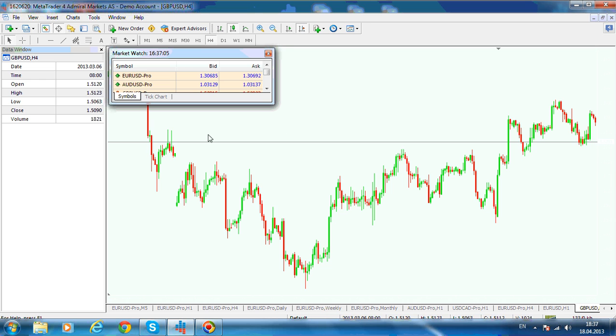For example, this is a Great Britain pound US dollar 4-hour chart, and first, you want to take a look at this move from the lows. So first, try to mark your low like this in order for you to know all the time where you are standing, and the moment that you're starting the count.